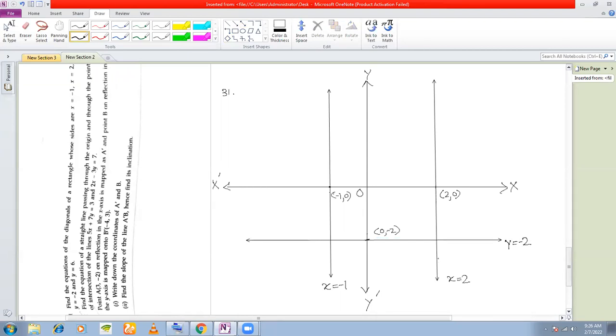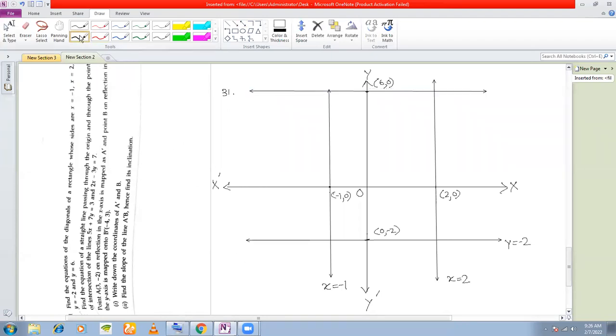Okay, next line is y is equal to 6. This y is equal to 6 will pass through this point. Y is equal to 6 will be a straight line which is parallel to the x-axis and will pass through the point 6, 0. So therefore, this will be right.